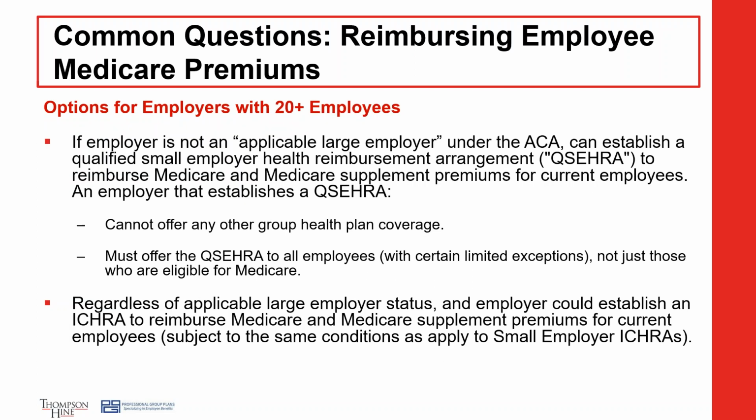Now, for employers with 20 or more employees, again, we're struggling with this because of the Medicare Secondary Payer rules. So if the employer is not an applicable large employer under the ACA, they could establish a QSEHRA, a Qualified Small Employer Health Reimbursement Arrangement. But in order to offer a QSEHRA, the employer cannot offer any other group health coverage and must offer the QSEHRA to all employees with certain limited exceptions, not just those who are eligible for Medicare. And larger employers could also offer an ICHRA, regardless of how many employees they have, if they establish an ICHRA and follow all of the ICHRA rules.